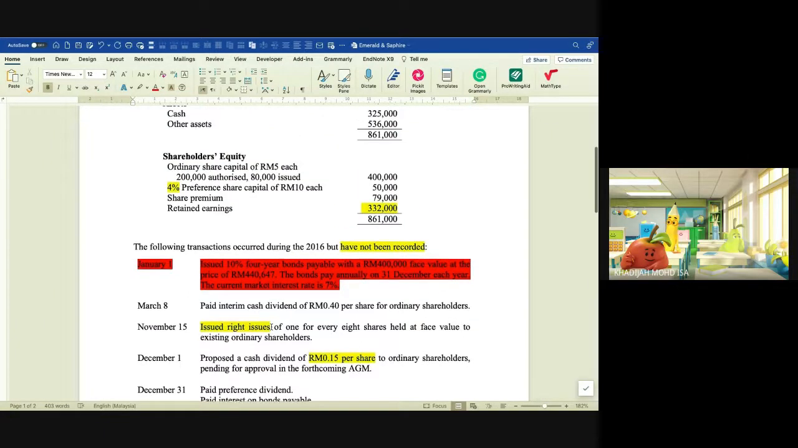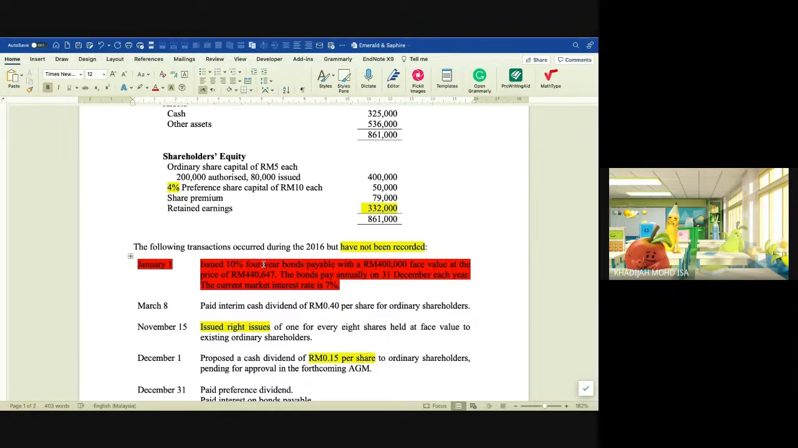So I think that what we had in the last class, all right? So I think that it has to be a 10% debentures. Yeah, because here is what we call the nominal rate. The 10% debentures, or in this case, the 10% bonds.